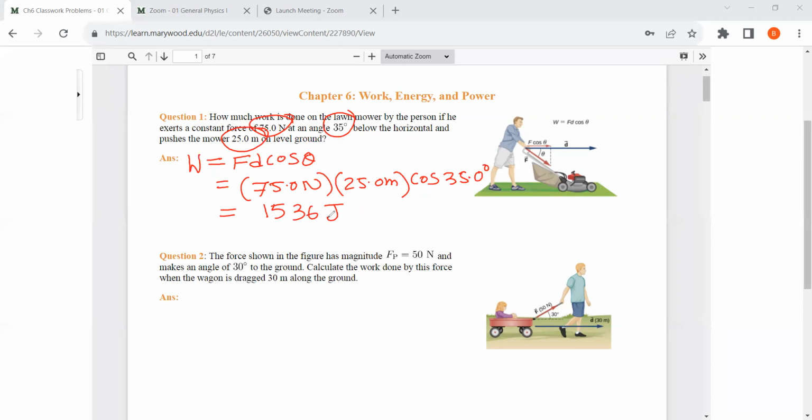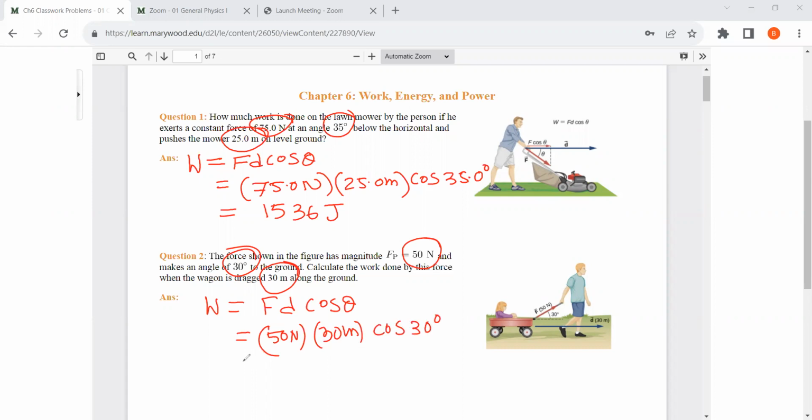also simple. Again the force is given, the angle is given, and the displacement is also given, so again it is very simple, just plugging the numbers. W equals F D cosine theta. F is 50 Newton, D is 30 meter, and the angle is 30 degree. Plugging these values into the calculator gives me 1299 joule.